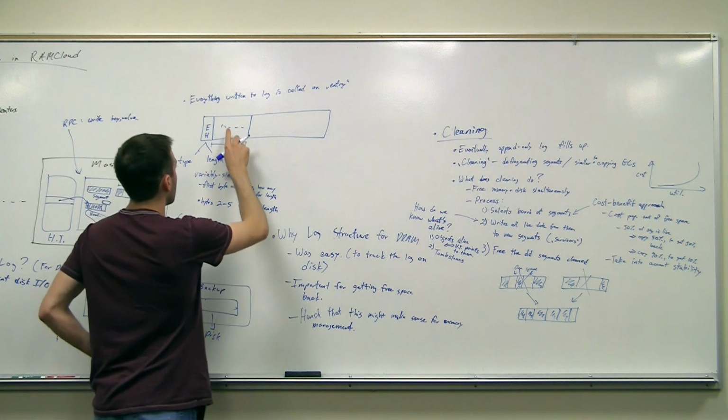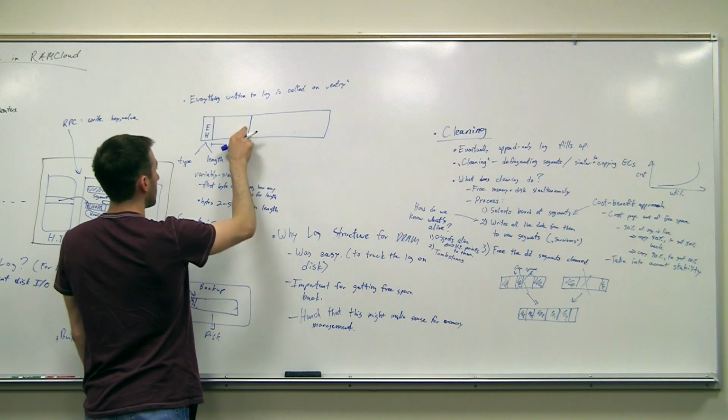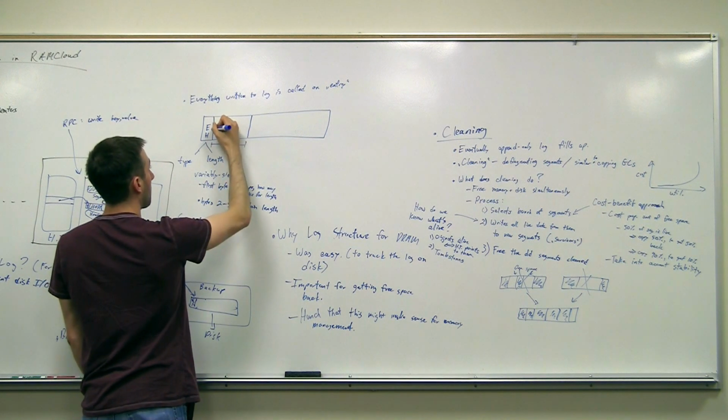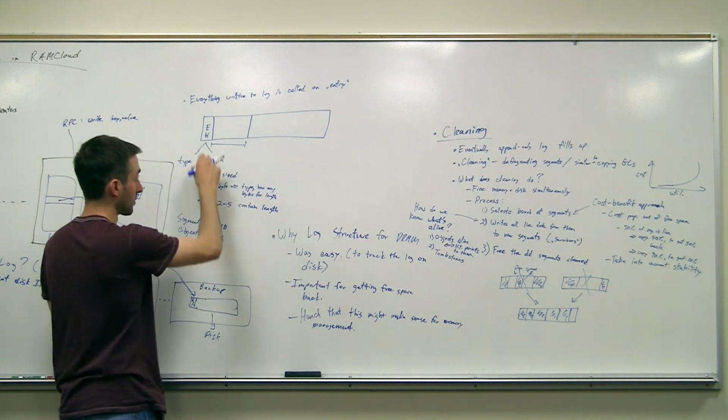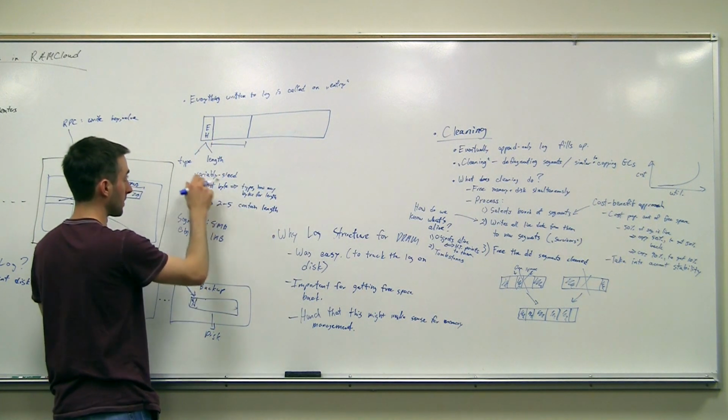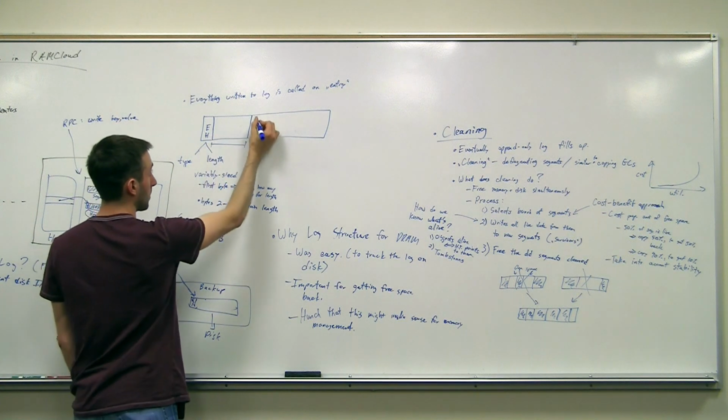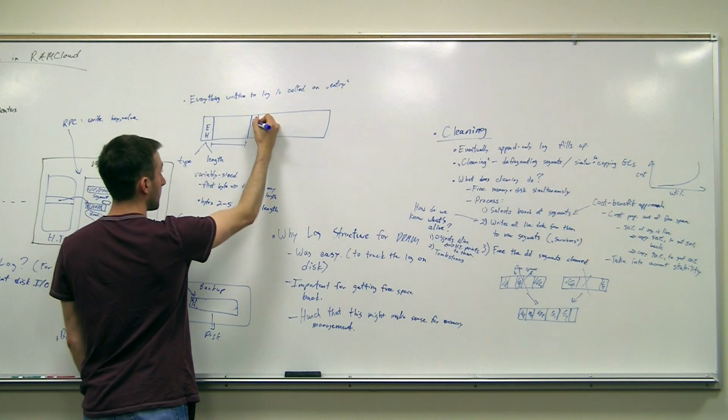Okay, so if we're storing an object here, we'll write an entry header first. And the entry header basically allows us to iterate the segment very easily. So you start at the front. The first thing should be an entry header. It tells you what the type is, the length is, and then you can jump to the next entry header and so on.